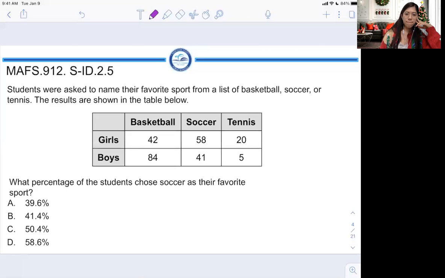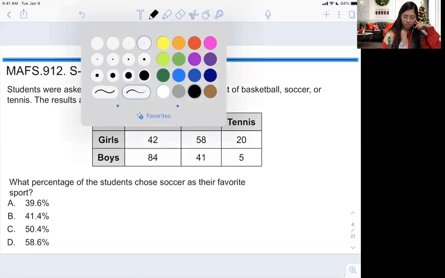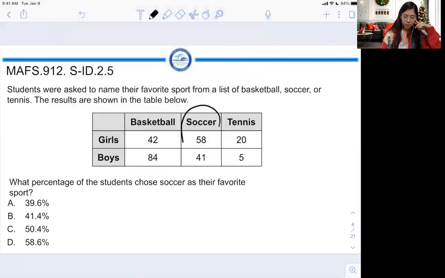99. How'd you get that? I just added 58 plus 41 and I got 99. Good, because it's split into boys and girls, but it's asking about all the students, right? So we have to add it up, we get 99. Now I have to convert it. Yeah, but we need to know what percentage of all the students.